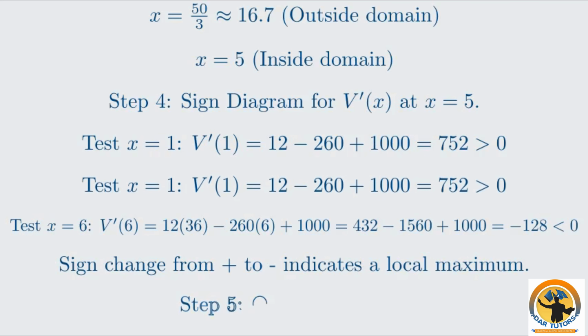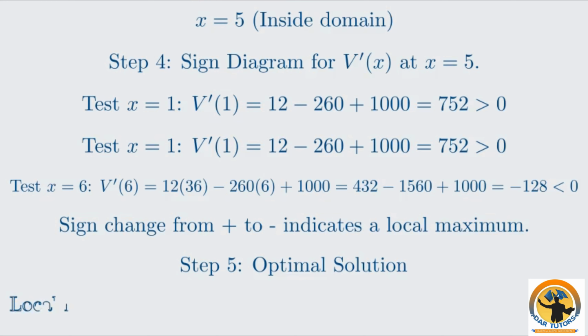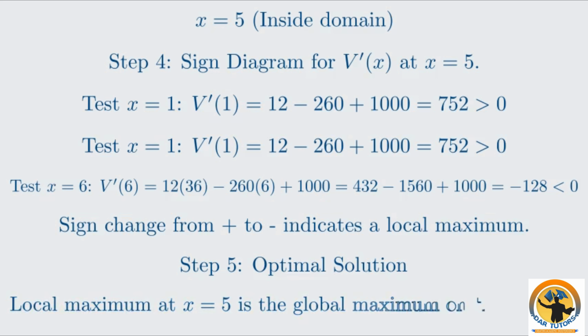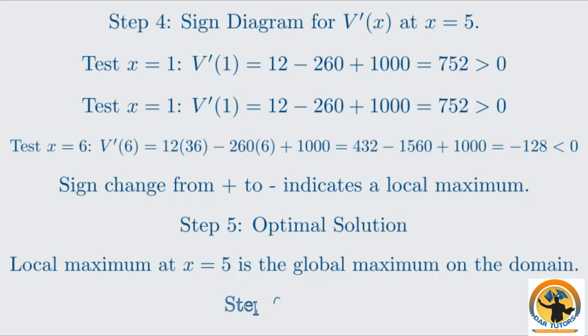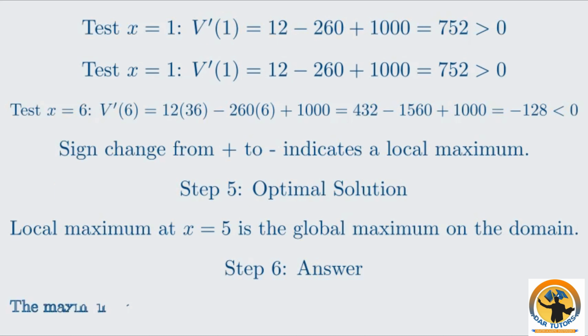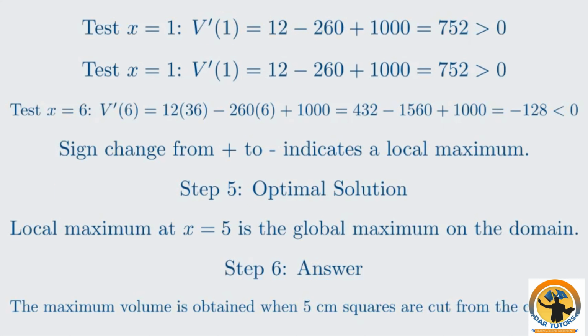Step 5. Identify the optimal solution. Since we have a single local maximum within our domain and the function is continuous, this local maximum is also the global maximum. The maximum volume occurs when x equals 5. Step 6. Write the answer. The maximum volume is obtained when 5 centimeter squares are cut from the corners.